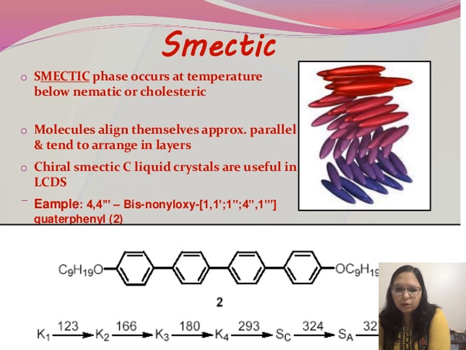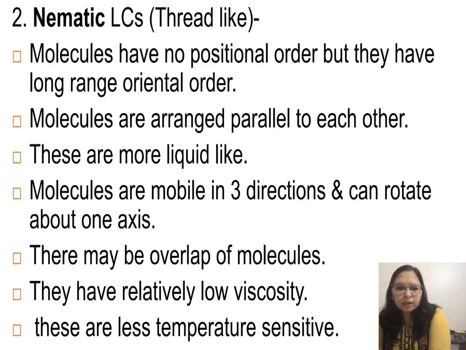This is an example of smectic liquid crystals. I was talking about the difference between smectic A and smectic C. If they are aligned parallel to the axis, then they would be known as smectic A. But if they are a little bit tilted and making an angle to the axis, then they would be known as smectic C. An example of a smectic liquid crystal is ammonium oleate.